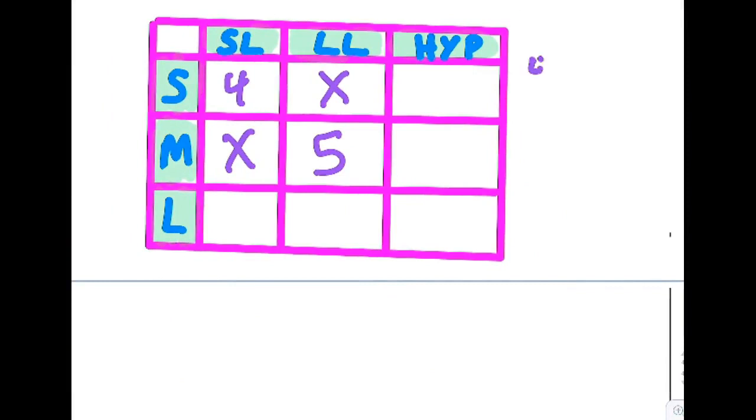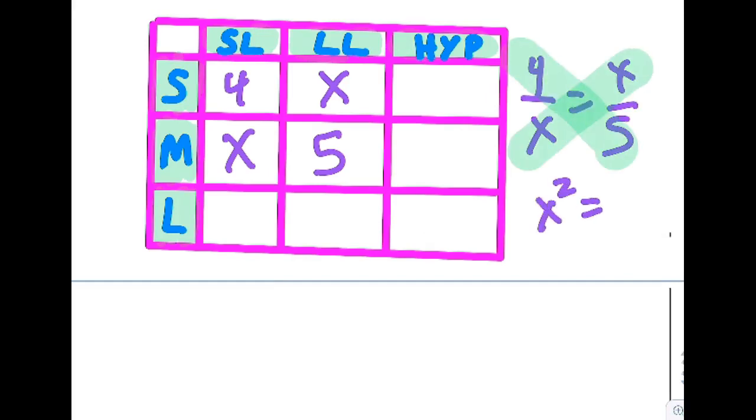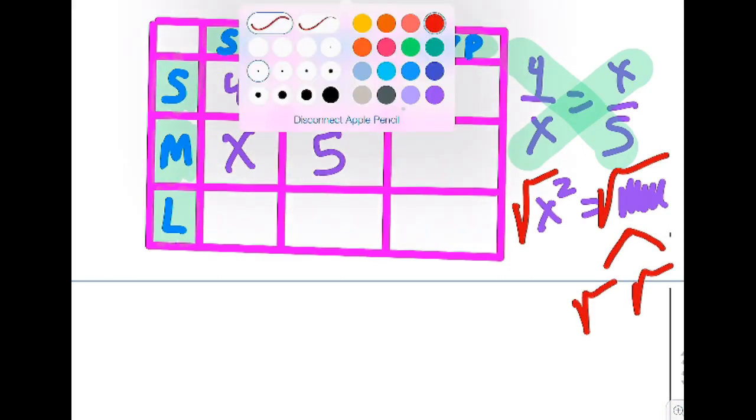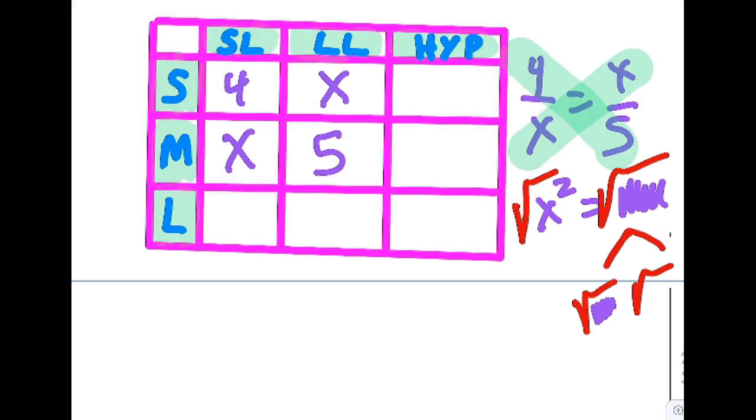So then I have 4 over x equals x over 5. x squared equals 20. Then you have to break down radical 20. The perfect square that goes into 20 is radical 4 and radical 5. Radical 4 becomes 2, radical 5. 2 radical 5.